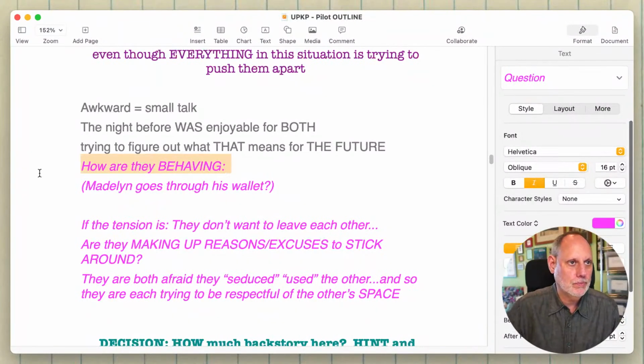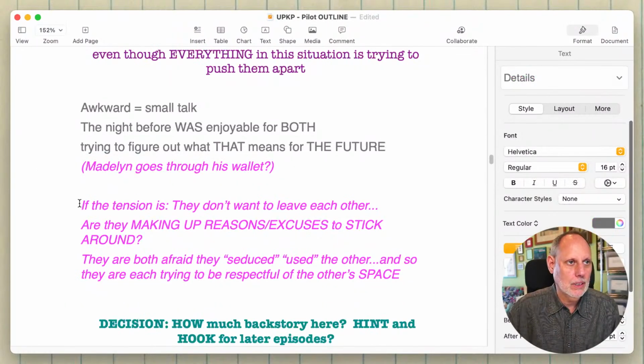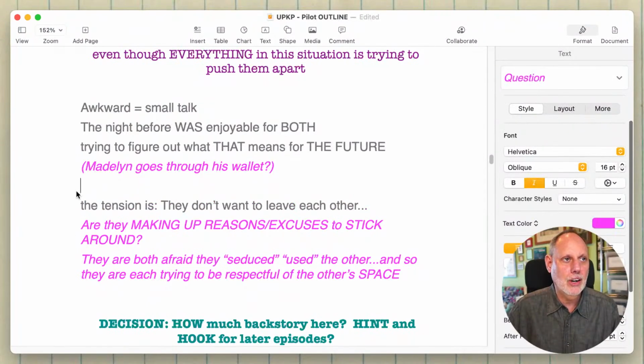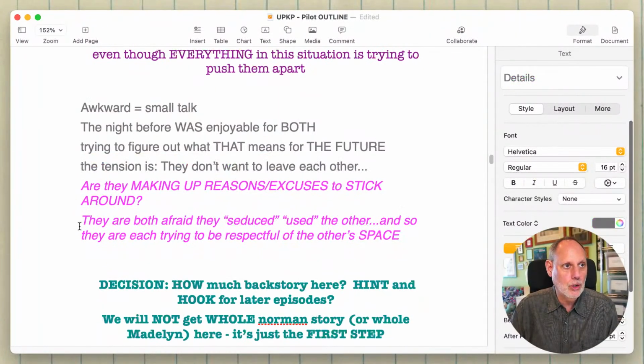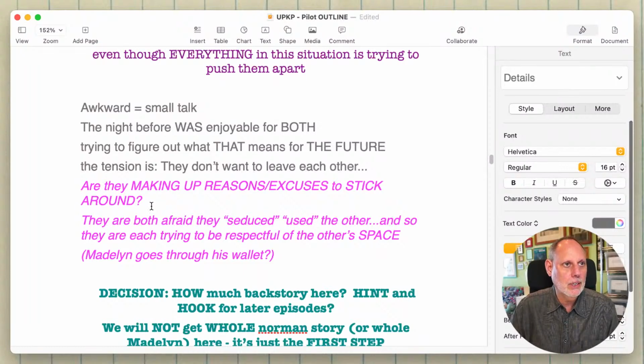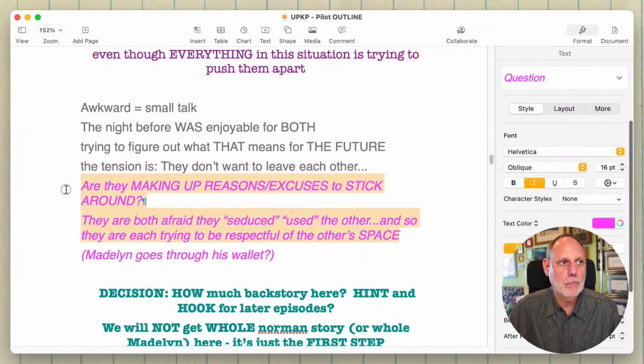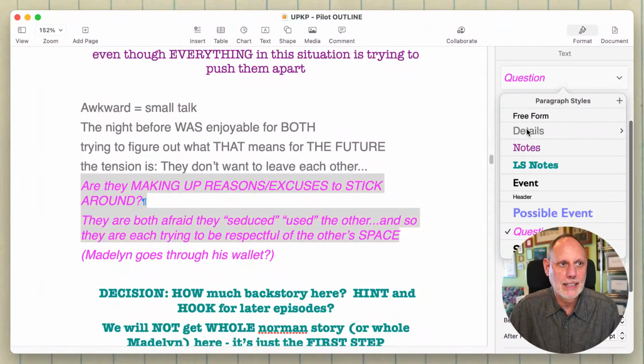So the tension is they don't want to leave. They like each other. I'm going to take this out. I don't know where or if this will show up at all. So I'm just going to put it down here. Okay, so these are little bits that we are going to try and get in.